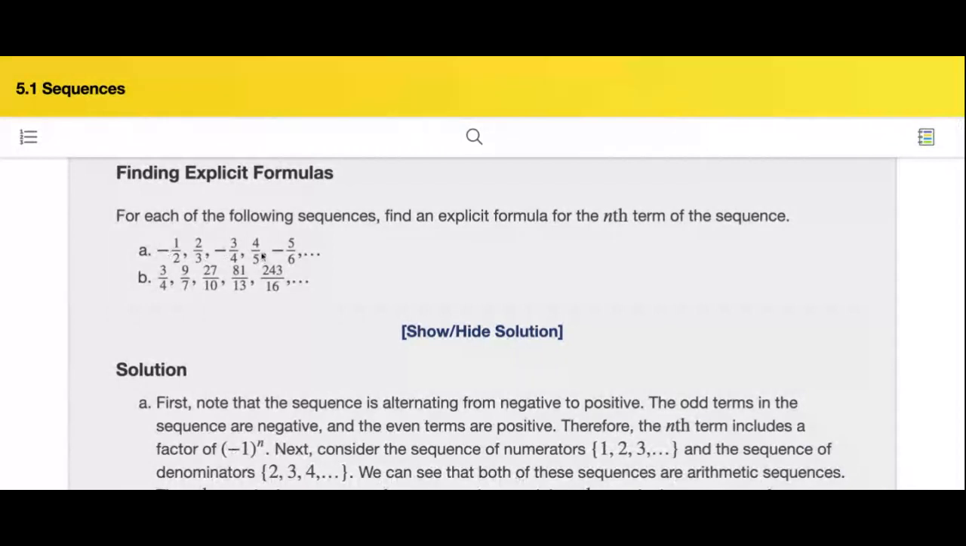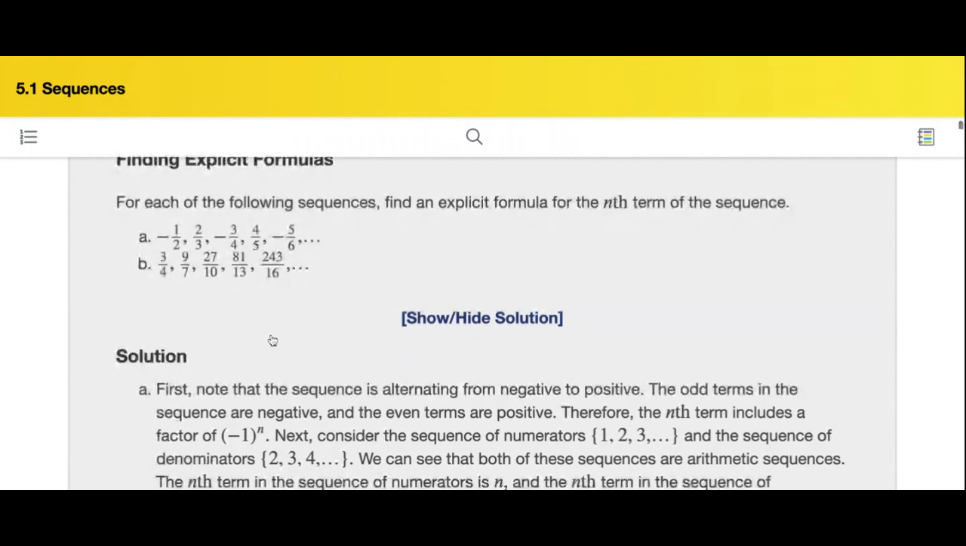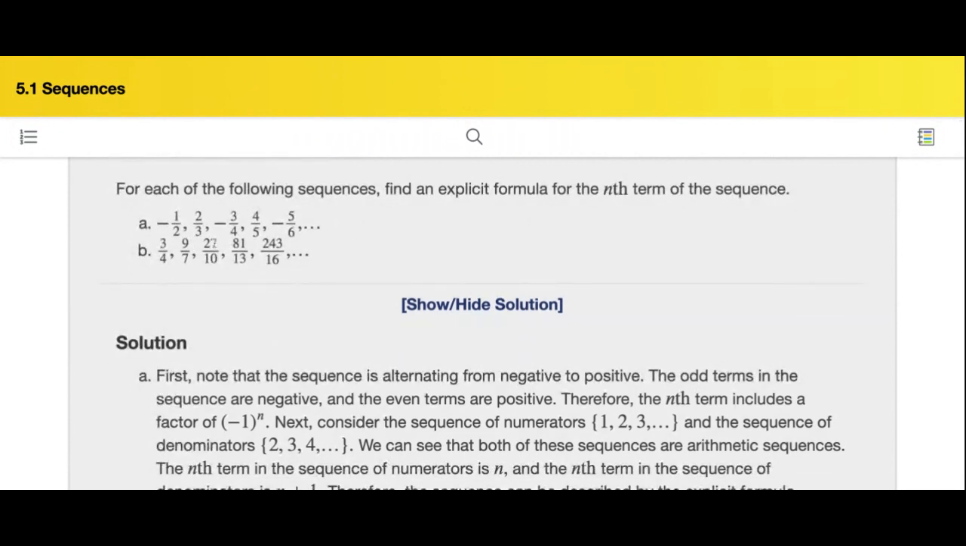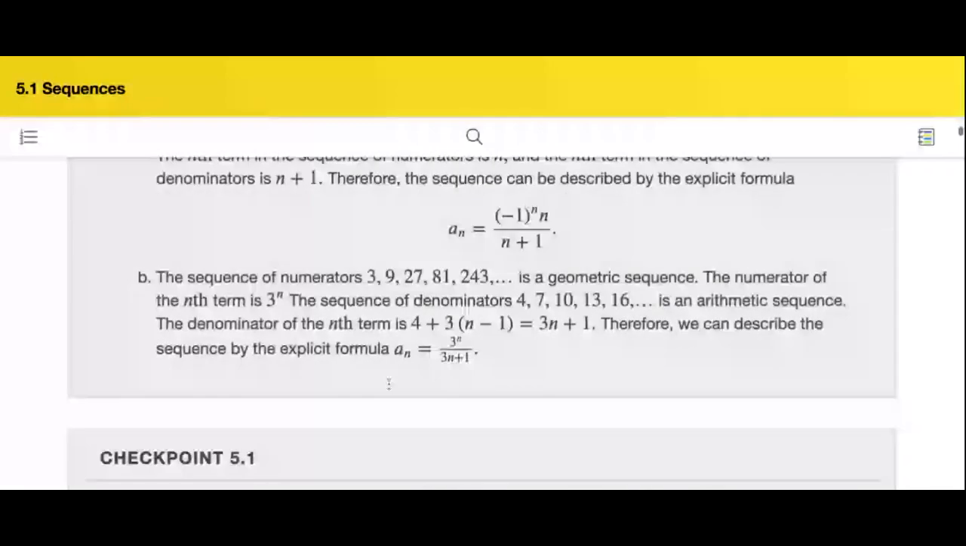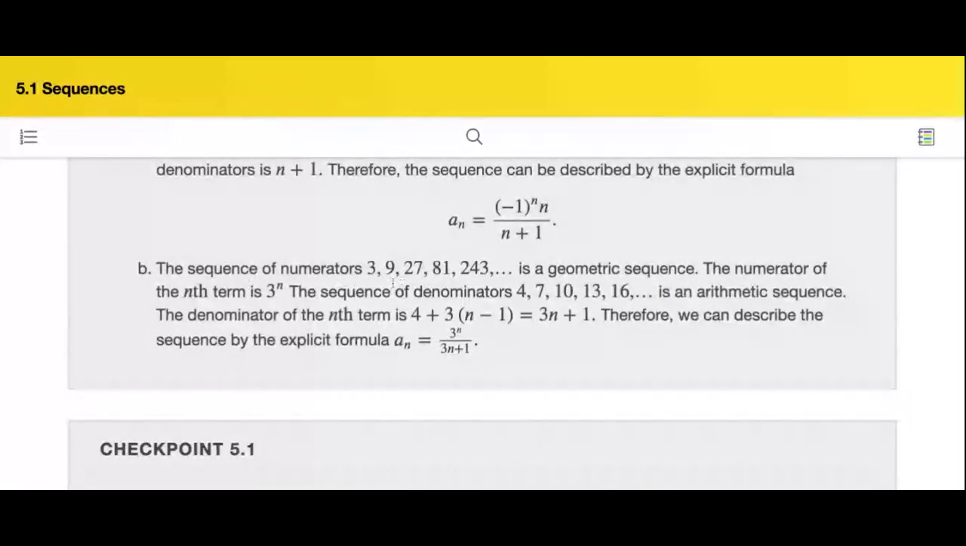So the first one is just an alternating series with -1 raised to n divided by n plus 1. Well, let's observe the second one. 3 over 4, 9 over 7, 27 over 10, 81 over 13. The sequence of numerators is 3, 9, 27, 81. We could see that's 3 raised to 1, 3 raised to 2, 3 raised to 3, and so forth. And the numerator of the nth term is just 3 raised to n.